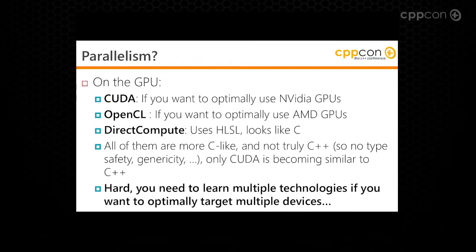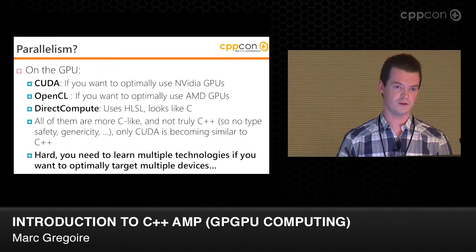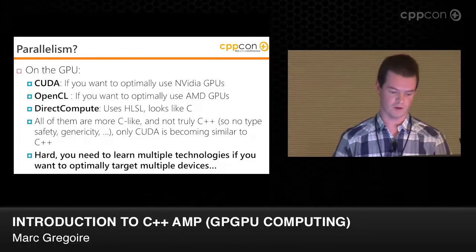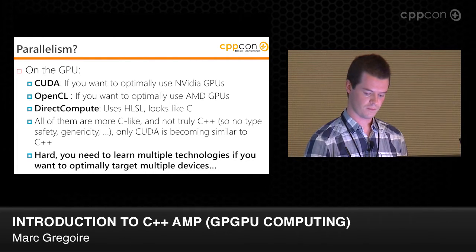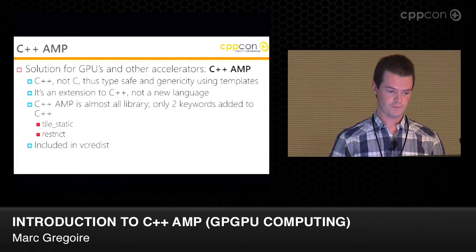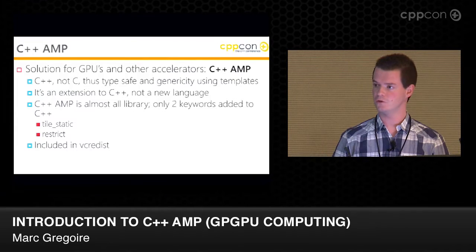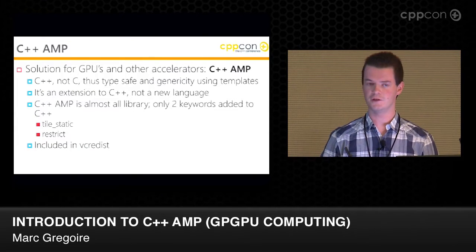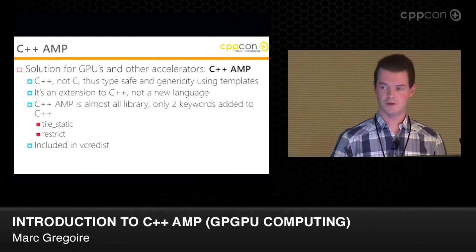Another problem is that it's hard. If you don't know what hardware your software will run on, then you have to target both NVIDIA and AMD, which means you have to learn two different technologies. C++ AMP is a solution for this. It's actually an abstraction layer over your GPUs. It's pure C++, nothing C, so you have all the type safety and all the genericity in the form of templates. It's also not an extension.